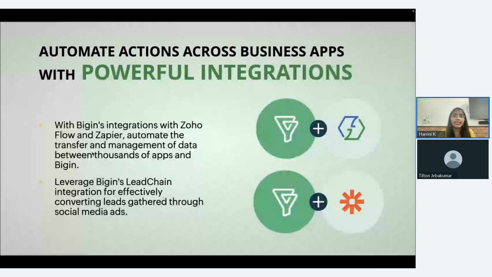Let's say that Zilker collects appointments for installation through Calendly. All they have to do is link Bigin with Calendly through either of these integrations, and they'll be able to create a workflow which will automatically create an event in Bigin whenever an appointment is created in Calendly.